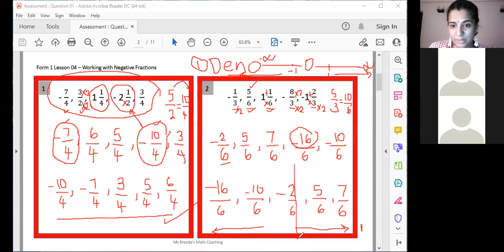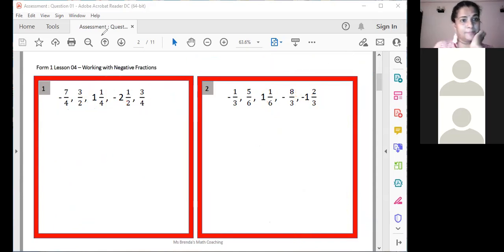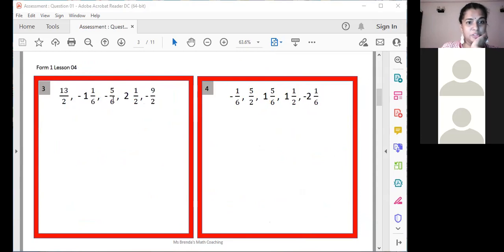But you must know your point. The point would be 0 somewhere in between, the negative and the positive. Got it? Clear? Not too bad, huh? Still can do. Am I right? Okay. Let's move on to page 2.